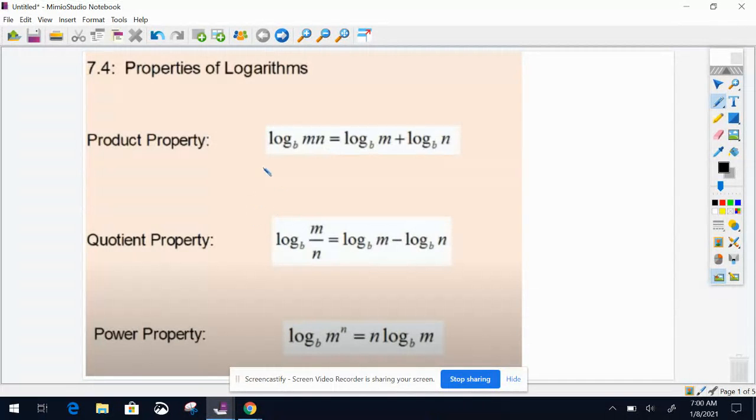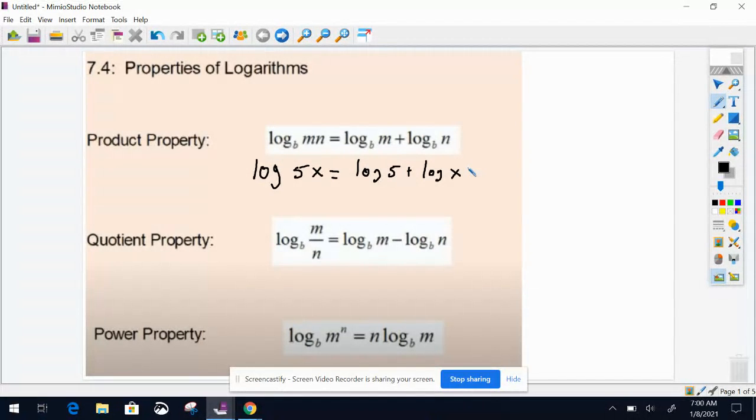So if I gave you a simple problem that was log of, like I said, 5 times x, I could rewrite that as log of 5 plus log of x. So we're expanding that problem, and these work both ways. If I had log of 5 plus log of x, I could rewrite that as log of 5x. We're really just going to be practicing going from one form to the other.